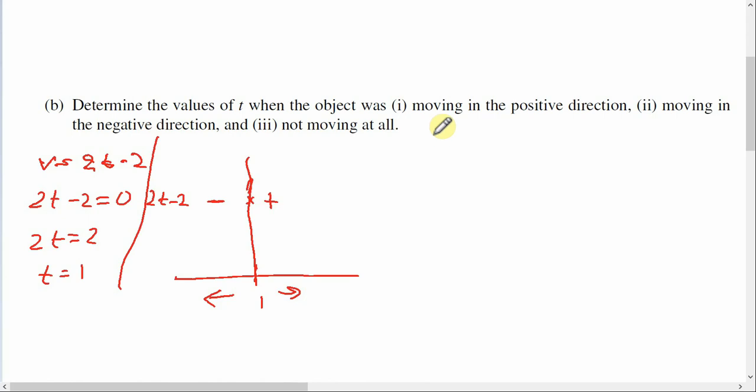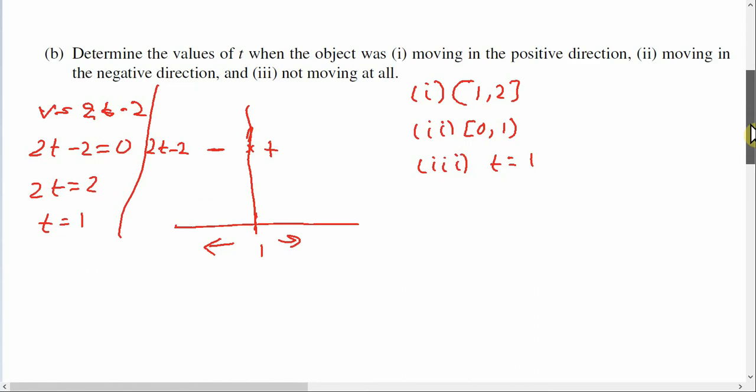So I've got all the information. It's moving in a positive direction on the interval 1. This was set up on the interval 0 to 2, so this is going to be just 1 to 2. It's moving in the negative direction from, it starts out at 0, so from 0 to 1, but notice I'm excluding 1 in both cases because that's where it stops and turns around when t is 1. So 1 is kind of the only interesting point there.